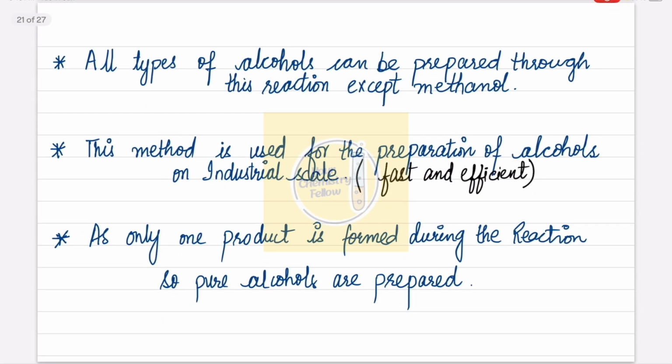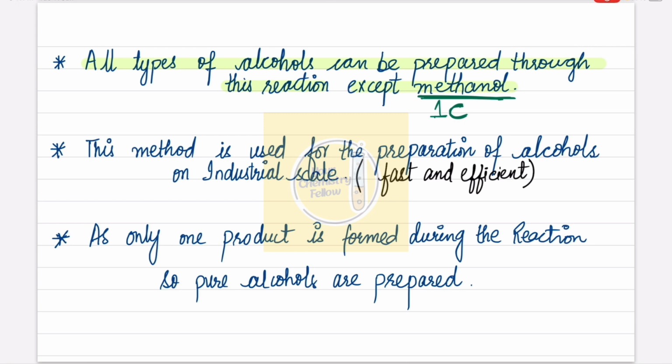Okay, now some of the key points regarding the hydration of alkenes. What are these key points? All types of alcohols can be prepared through this reaction except methanol. Methanol cannot be prepared from the hydration of alkenes. Why? Because methanol consists of only 1 carbon atom, whereas a 1 carbon atom alkene does not exist in nature. Why? Because for alkenes at least a minimum of 2 carbon atoms are required for the formation of a double covalent bond.